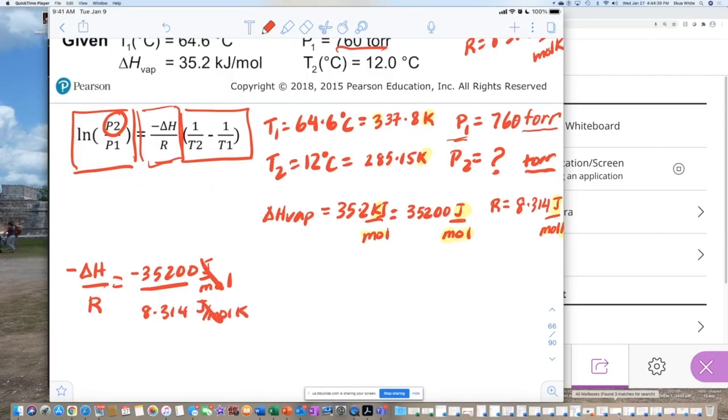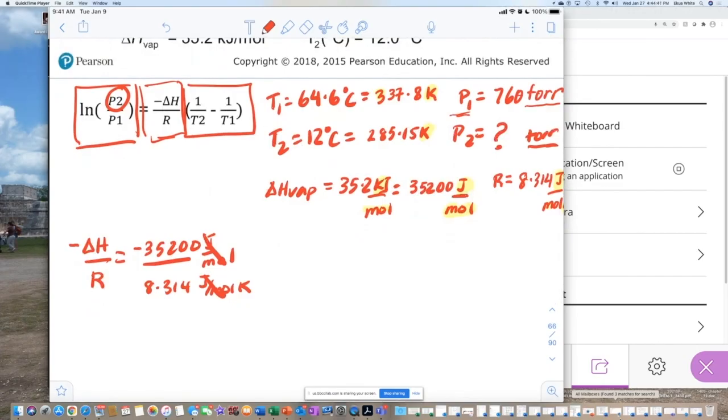This cancels out, this cancels out. My answer will be some number in K, right? So K is a denominator of a denominator and ends up being a numerator, K. So let's see, my answer will be negative 35200 divided by 8.314. Okay, so I get negative 4233.8, right?